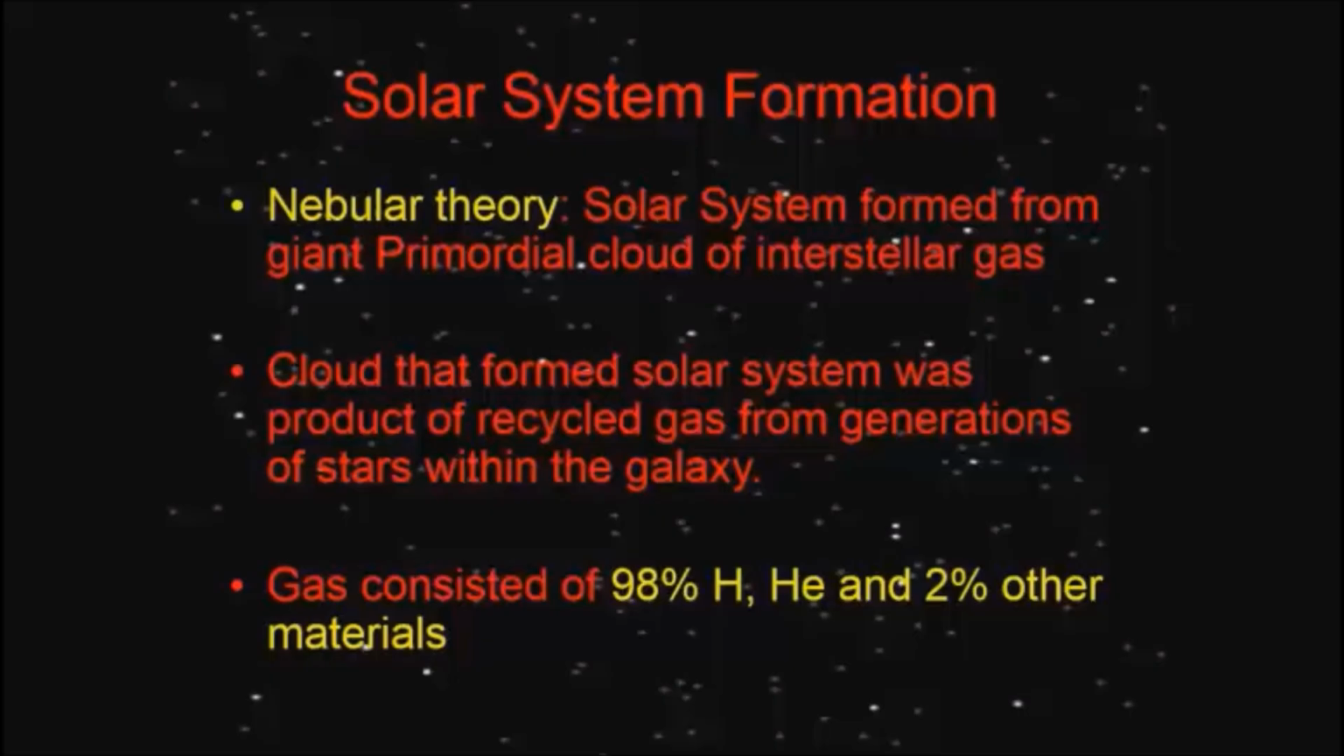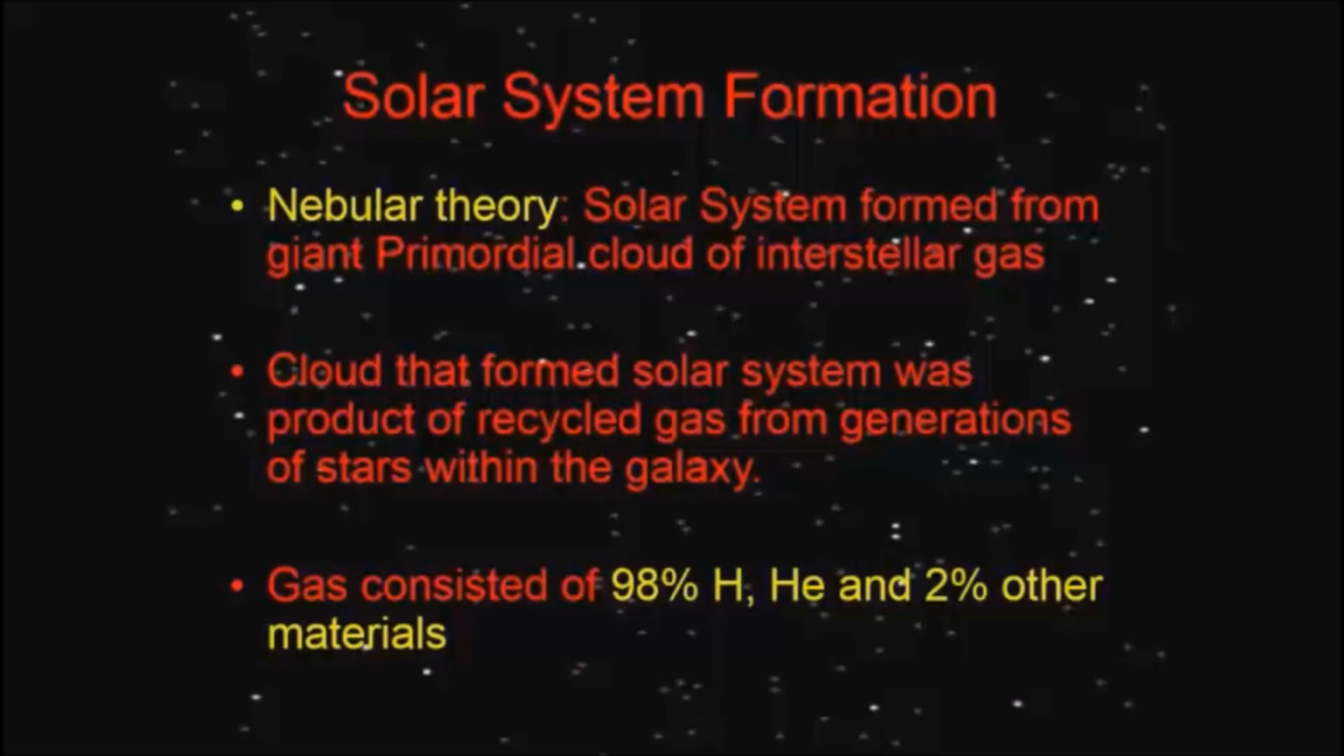Previous generations of stars in the galaxy exploded in supernovae and put out gas and dust, and those constituents were combined into our primordial cloud and then eventually into the planets that we live on. So the original gas in our solar system probably consisted of 98% hydrogen and helium, and about 2% other materials. So nearly all hydrogen and helium, and most of that is concentrated in the sun.